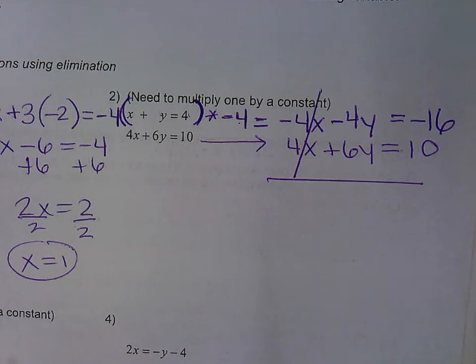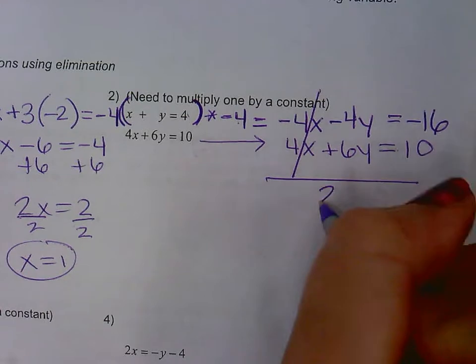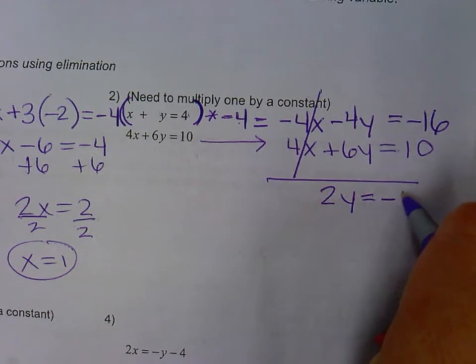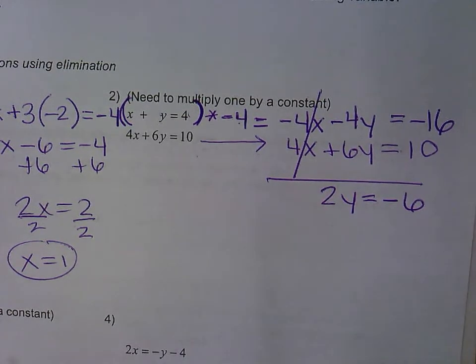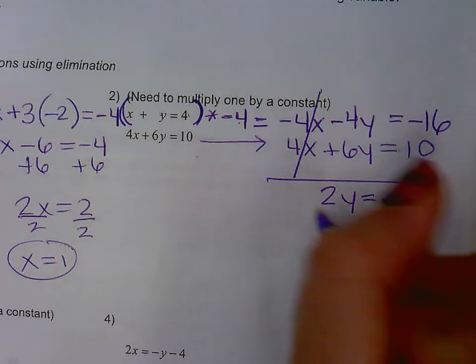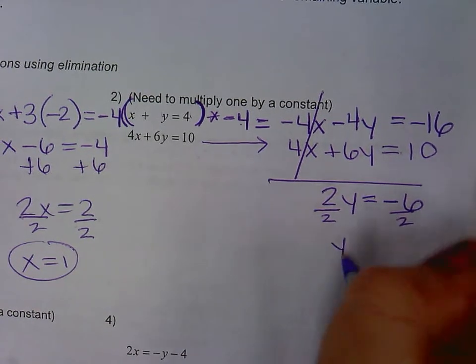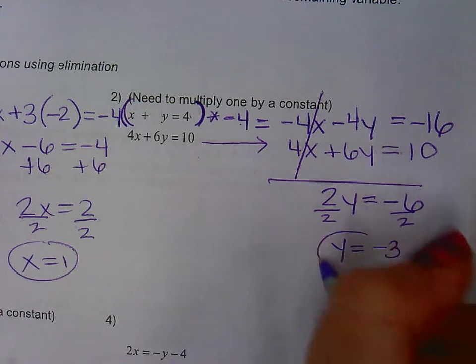Come out as an integer. So we get 2y equals negative what? 6. Divide by 2. So y has to equal negative 3.